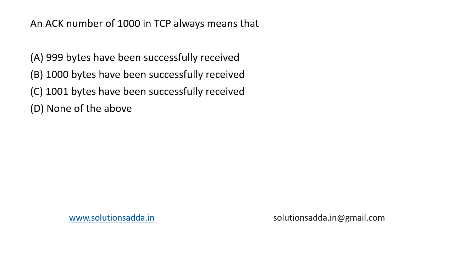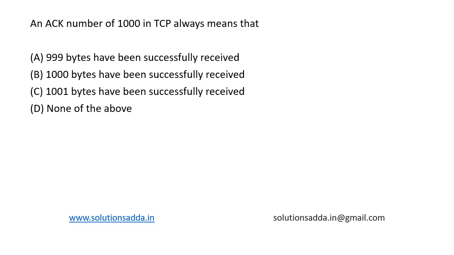This is a question from computer networks. An ACK number of 1000 in TCP always means that 999 bytes have been successfully received, 1000 bytes have been successfully received, 1001 bytes have been successfully received, and none of the above. So the acknowledgement number is the sequence number of the next byte the receiver is expecting. The sequence number is the byte number of the first byte of the data in the TCP segment sent. So these are the two important points. An acknowledgement number in TCP tells which byte it is expecting to receive next.